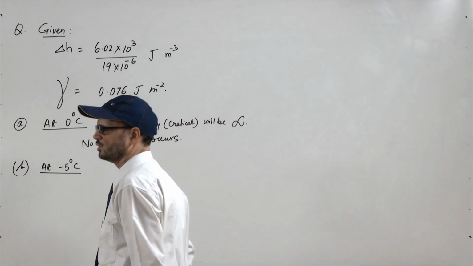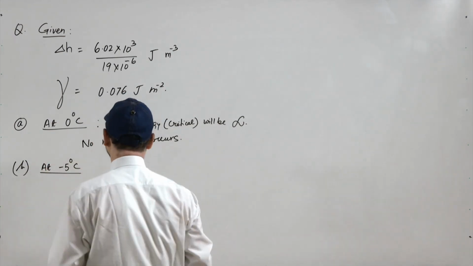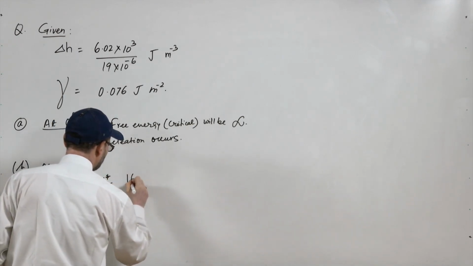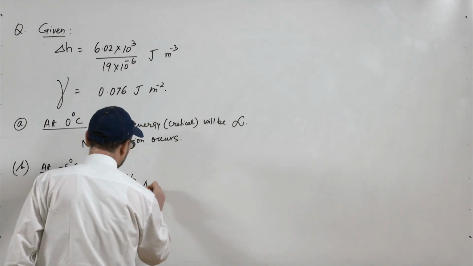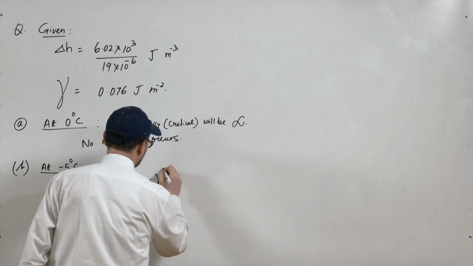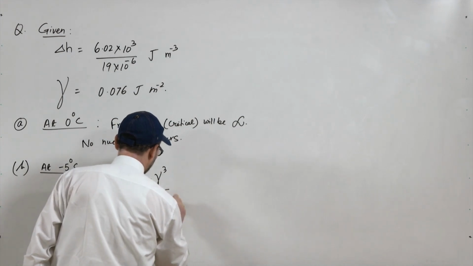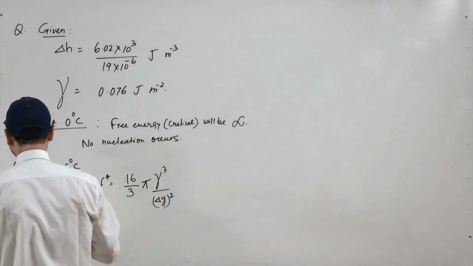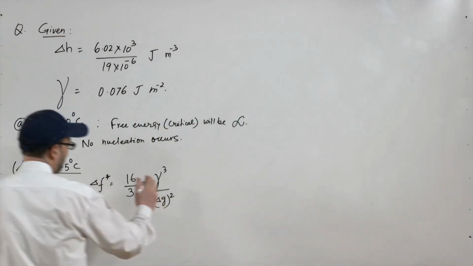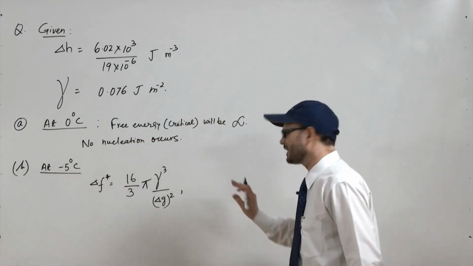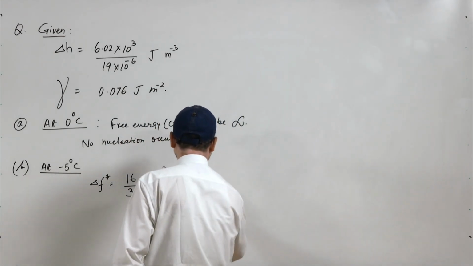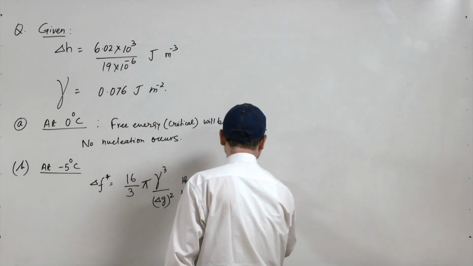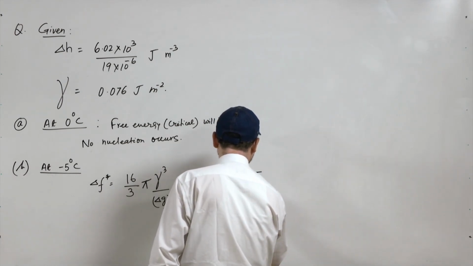So, we know that the expression for critical free energy is given as 16 by 3 pi gamma cube upon delta G square. Also, delta G can be taken as delta H delta T upon T m.